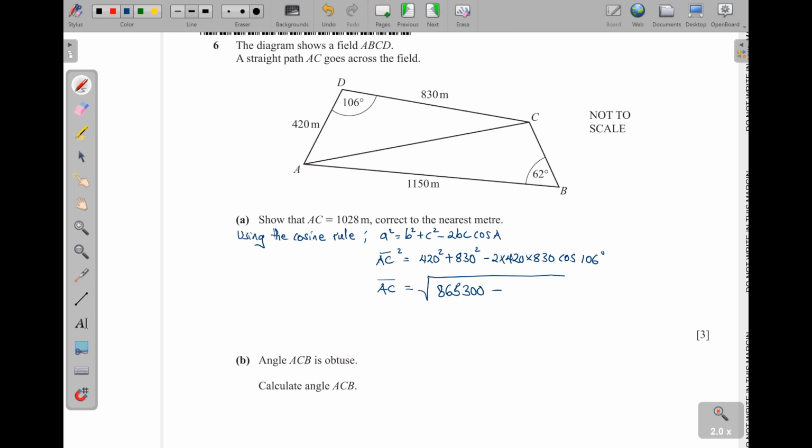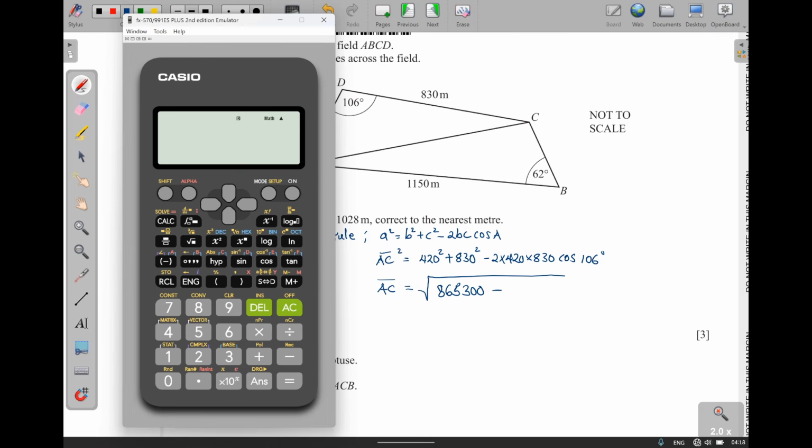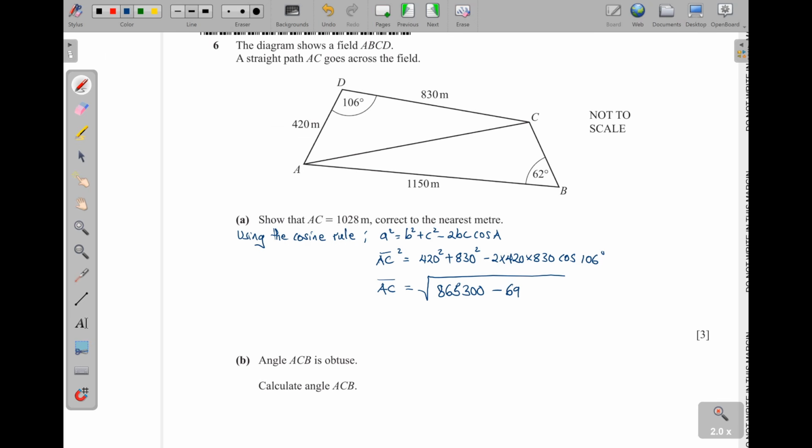865,300. And then I can also get 2 times 420 times 830. That one is 697,200. Then cosine of 106. Now, a mistake which is usually made here: people get this one, they subtract this, and then they multiply with the cos of 106. No, these are two different terms. So this one is a term on its own and this one is a term on its own.